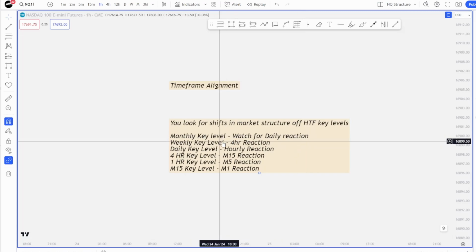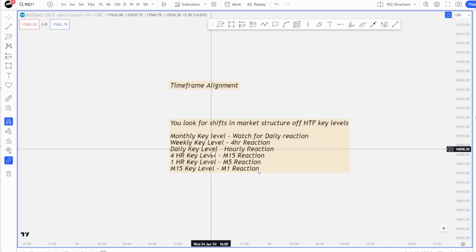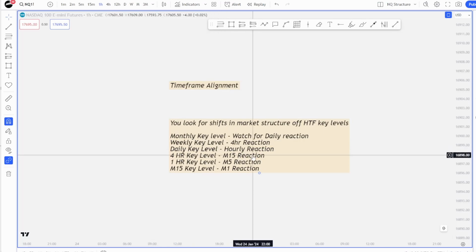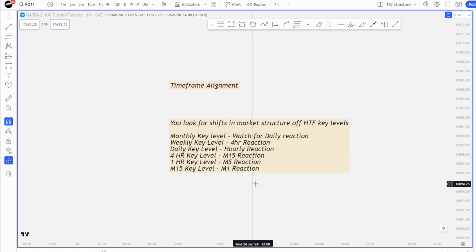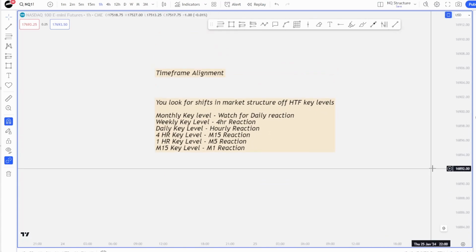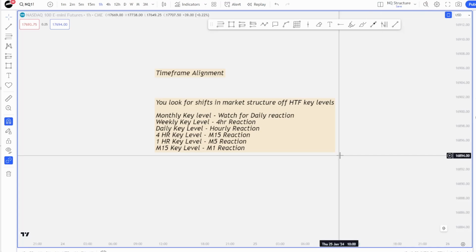The same thing applies vice versa: on the weekly chart, watch a 4 hour reaction off of that weekly key level, the external or the internal range. Likewise with the daily and then into the hourly, 4 hour to the M15, hourly to the M5, and M15 to the M1. Now I'll show you a diagram, a model to base price off for your entry, in regards to a market maker buy model.